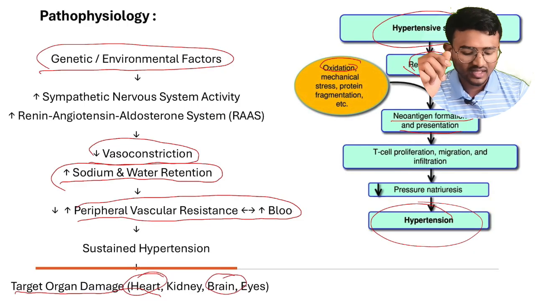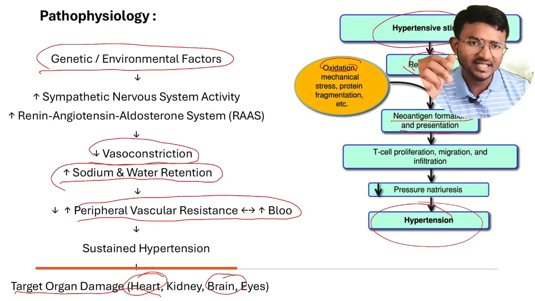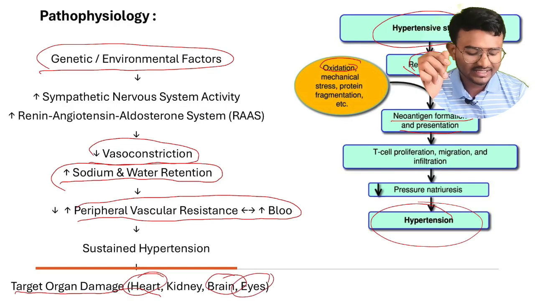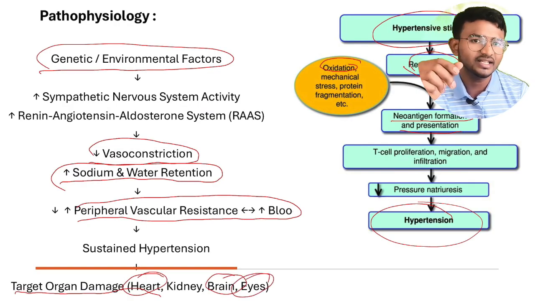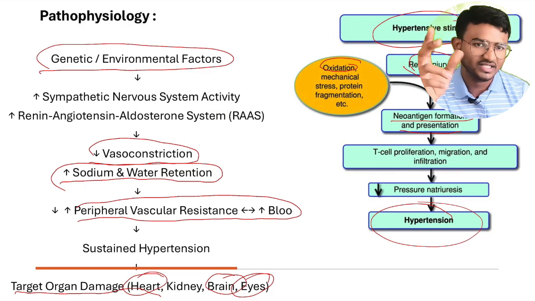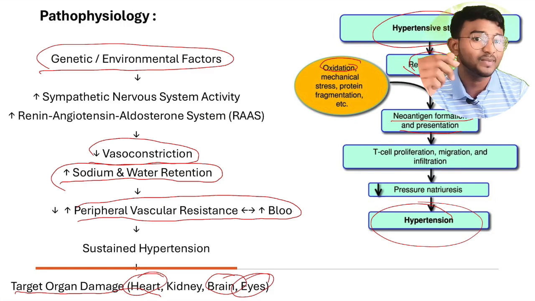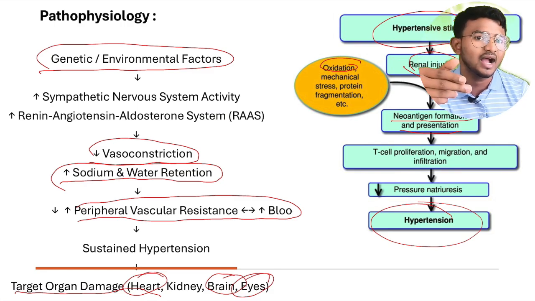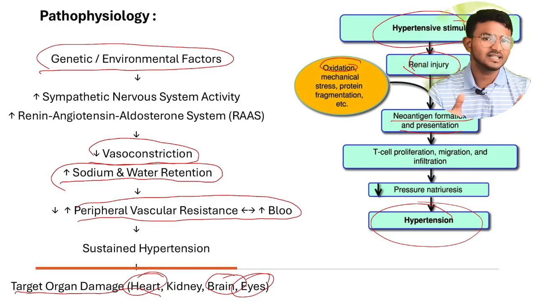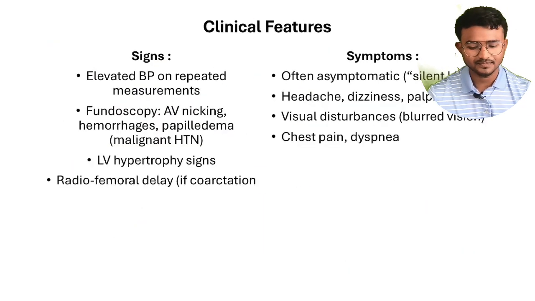Next one, brain. In the brain, it can cause hemorrhage or increased ischemic attacks and this type of thing. Eyes. In eyes, we can see retinopathy or retinal hemorrhage, because in the eyes you can see very narrow blood vessels, and the blood vessels will rupture. Okay, so in blood vessels, these are the things that will happen: coarctation of aorta or aortic dissection. These are the complications, the target organ damage issues.